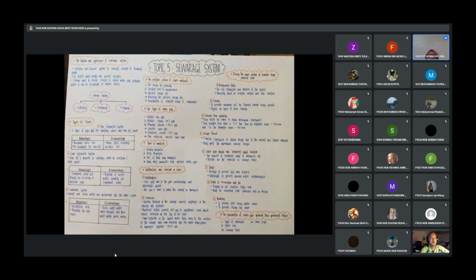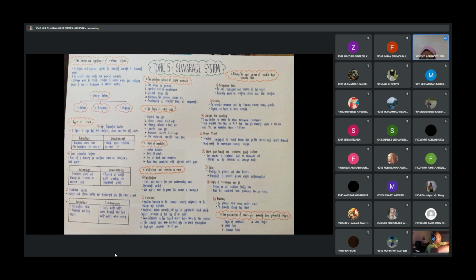Topik kelima adalah sewage system. Dalam ni yang pertama kita ada the function and signification of sewage system. Yang kedua kita ada 3 jenis type of sewage iaitu separate system, semi-separate system and combined system. Yang ketiga kita ada the selection criteria of sewage material. Yang keempat kita ada type of sewage pipe.